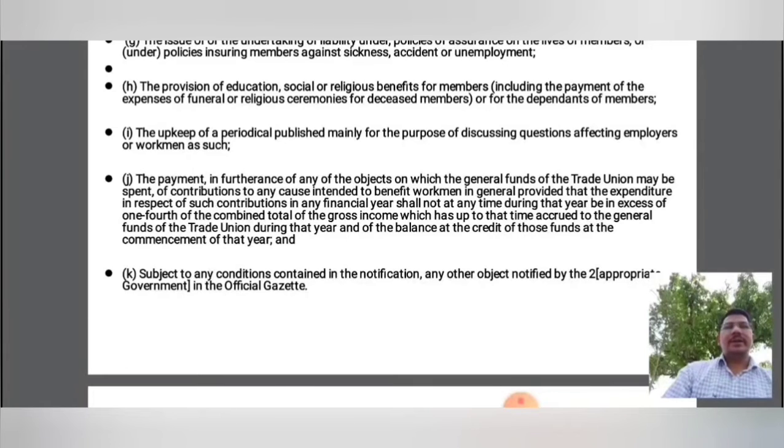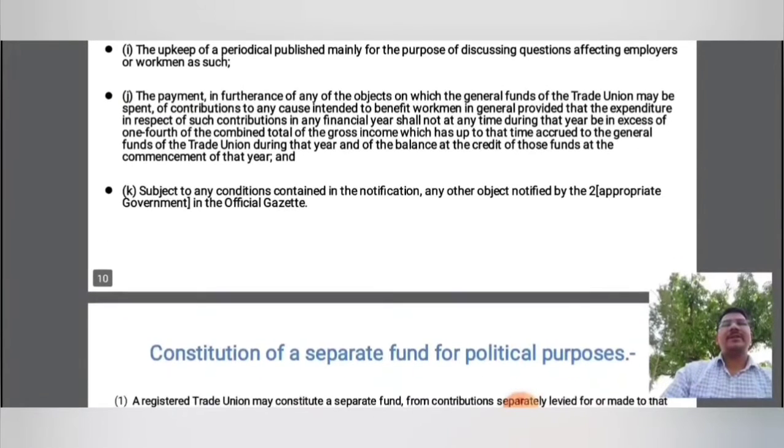during the year, or the balance to the credit of the funds at the commencement of the year, subject to any condition contained in the notification, and any other object notified by the appropriate government in the official gazette.